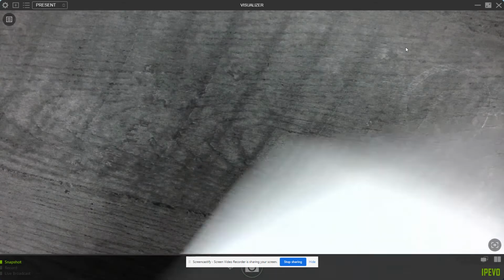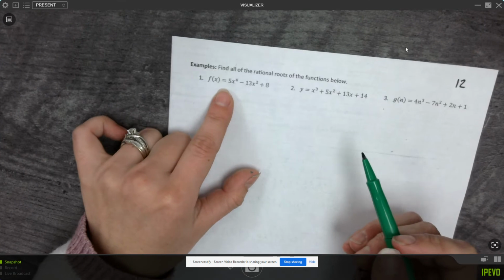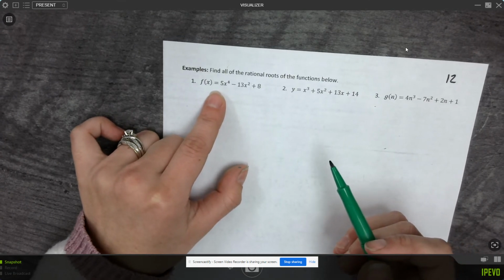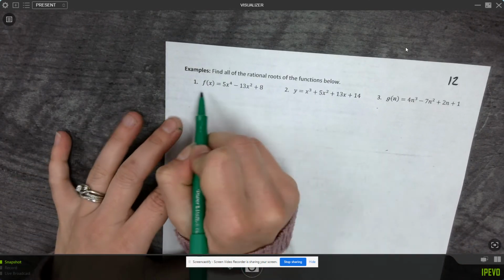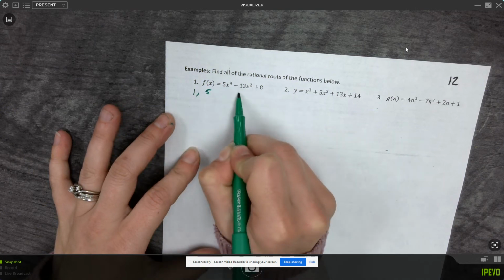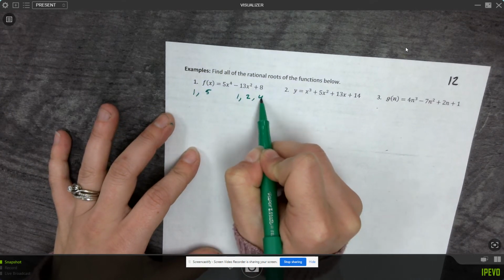Okay, so let's go through some examples. First, we need to list all of the possible rational roots. So factors of 5 are 1 and 5. Factors of 8 are 1, 2, 4, and 8.